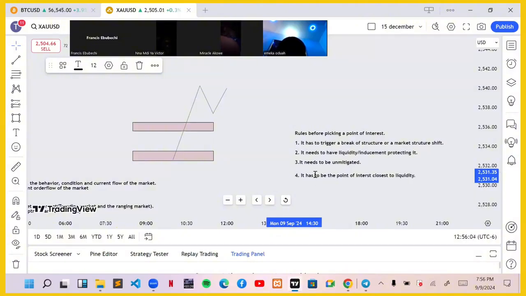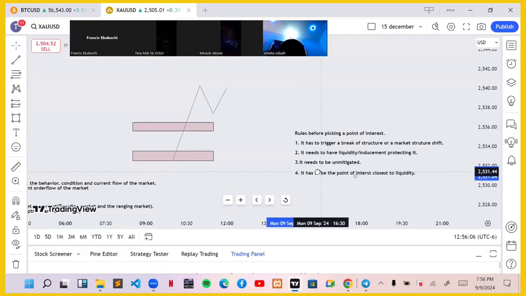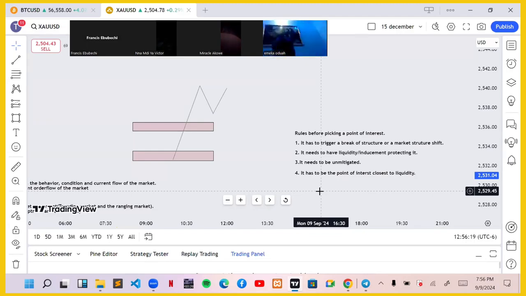Now, it needs to be the point of interest closest to liquidity. Now, what do I use as my liquidity inducement? If you look at all these rules and you follow them correctly, make sure you're getting these rules down, you can have an 80 to 90% win rate with this strategy. Number one, it has to trigger a break of structure or a market structure shift.